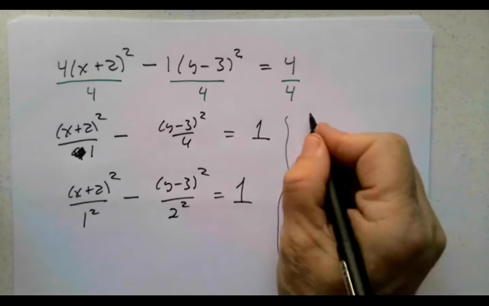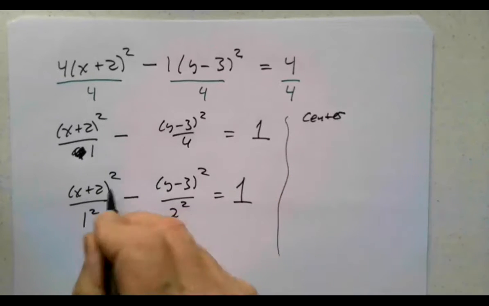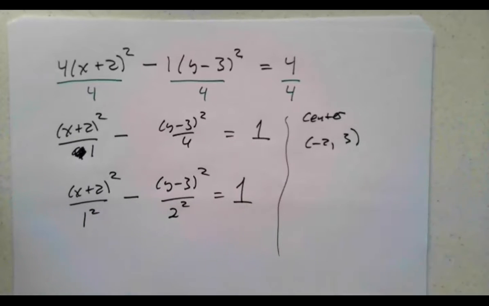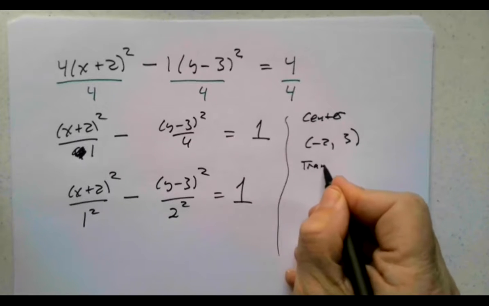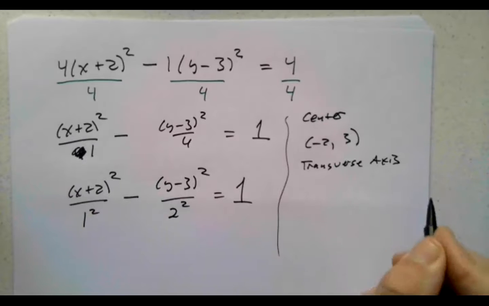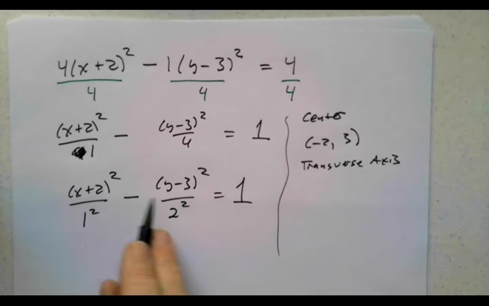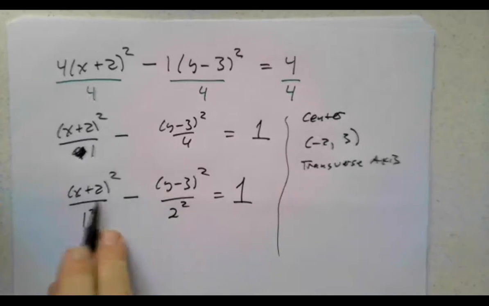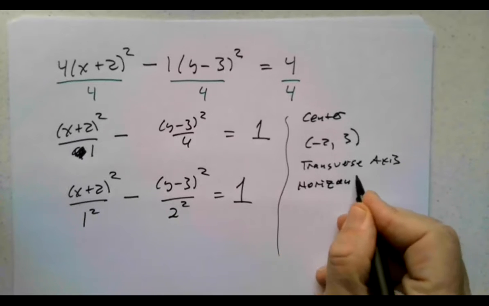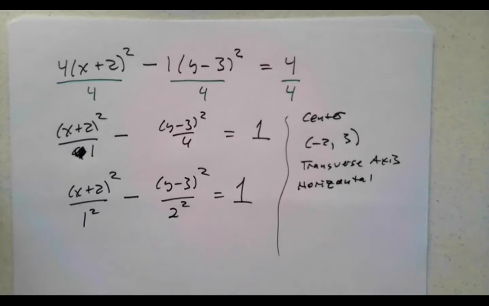For example, what is the center? X minus h, x minus negative 2, y minus k, y minus 3. Center is negative 2, 3. What is my transverse axis? Well, first I want to see, is it horizontal or is it vertical? X comes first. If x comes first, it's horizontal. So what is the equation of that transverse axis? Let's go ahead and look at Desmos.